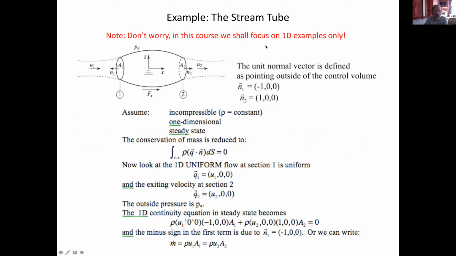The control volume approach is working well, but we really would like to focus, just for the principle, just to understand how this works, on simple examples. So let's do one-dimensional. What does one-dimensional mean? The first example is the stream tube.